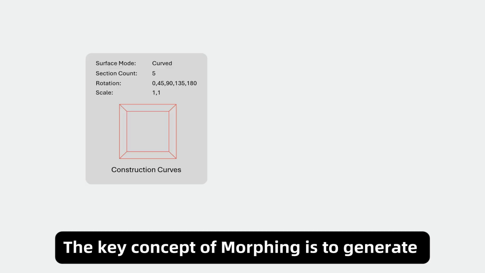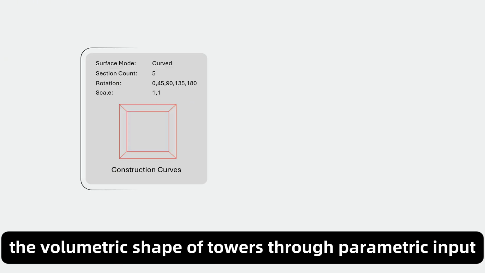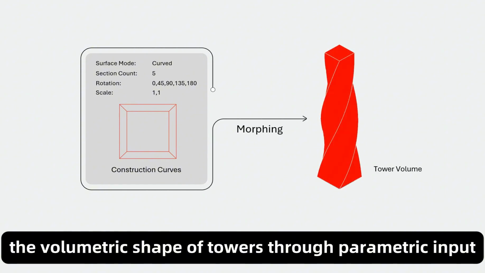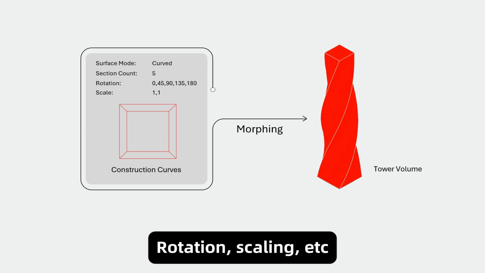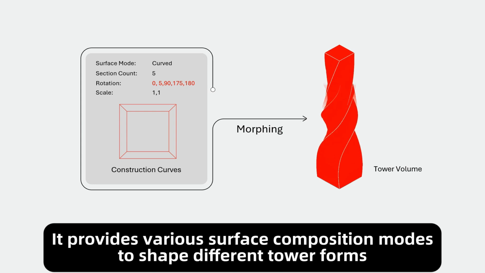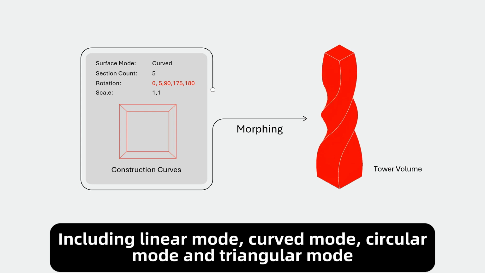The key concept of morphing is to generate the volumetric shape of towers through parametric input of building form data, such as building height, rotation, scaling, etc. It provides various surface composition modes to shape different tower forms, including linear mode, curved mode, circular mode, and triangular mode.